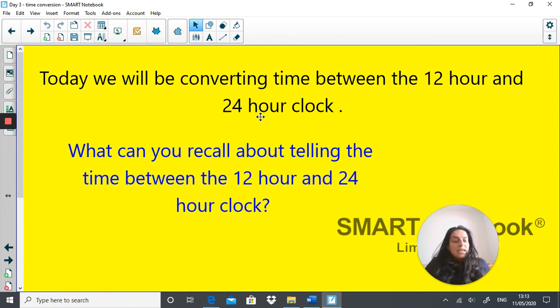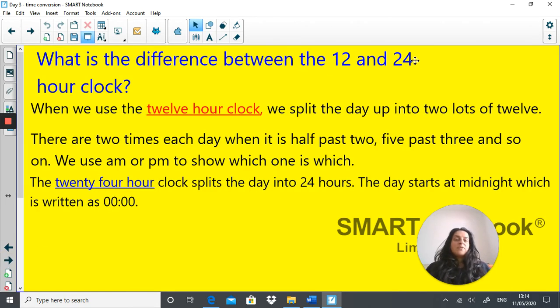So as always, let's start off by just writing down what you can remember about taking the time from the 12-hour clock and a 24-hour clock. I know it seems like it was a long time ago. I've done a lot of work since then, but just try and remember what you can remember about the 12-hour clock and the 24-hour clock and converting time.